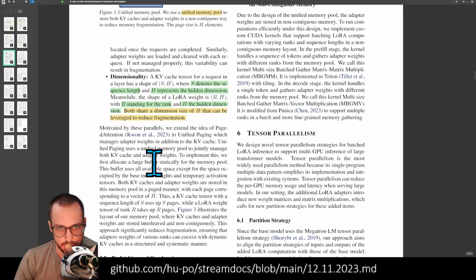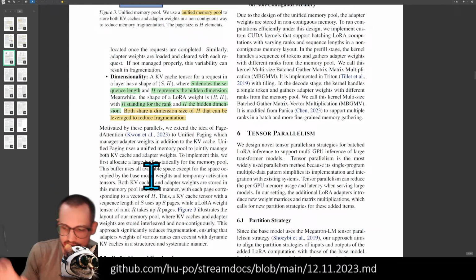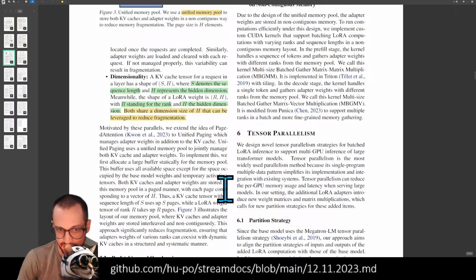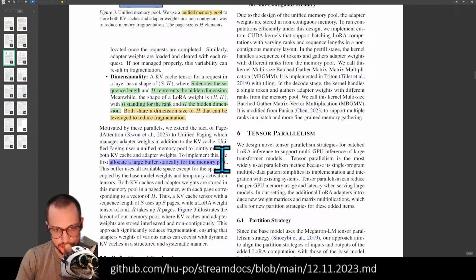To implement this, we first allocate a large buffer statically for the memory pool. So if you work in Python, you might not know this, but in lower-level programming, you actually have to allocate your own memory. Before you even run your program, you have to say, okay, I'm going to allocate this chunk over here. It's empty right now, but I'm going to be putting stuff in there, and you're not allowed to touch it. So you're allocating a specific part of your memory to this pool. It's going to be some fixed size, which you decide at the beginning.